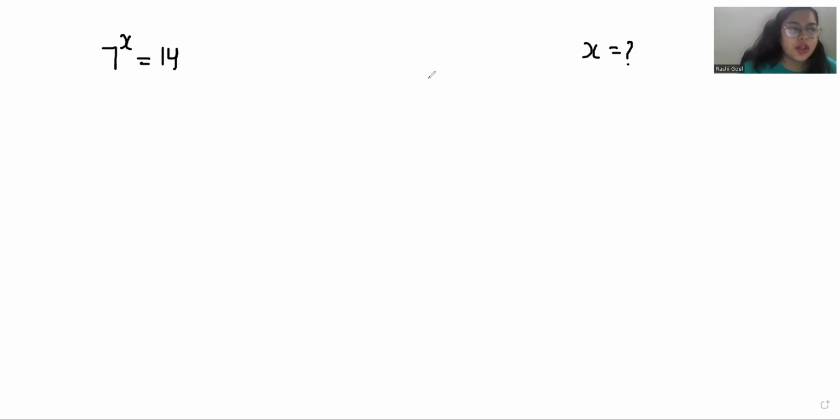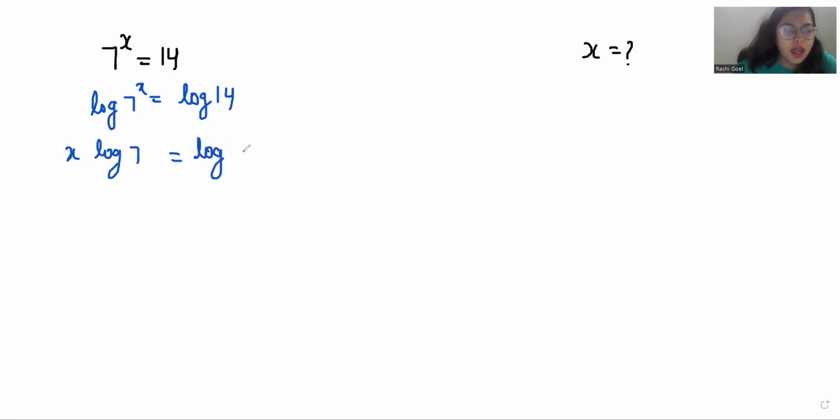My name is Rashi Goel and in this video we are going to solve 7 power x is equal to 14 and we have to find the value of x. So let's start with today's video solution. So I am taking log on both sides. So log 7 power x is equal to log 14. So x log 7 is equal to log 14, as 7 times 2.